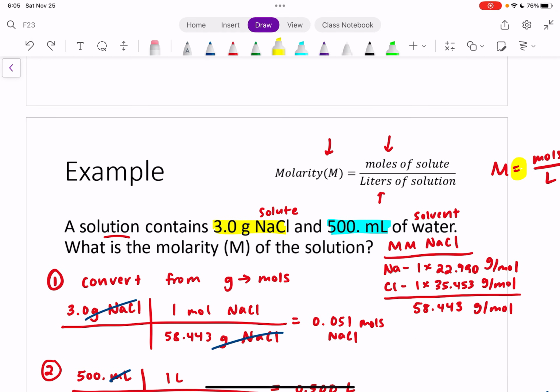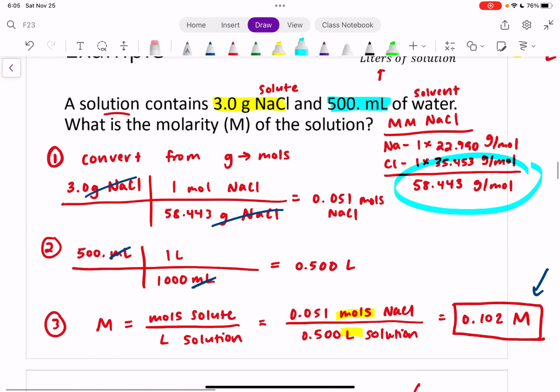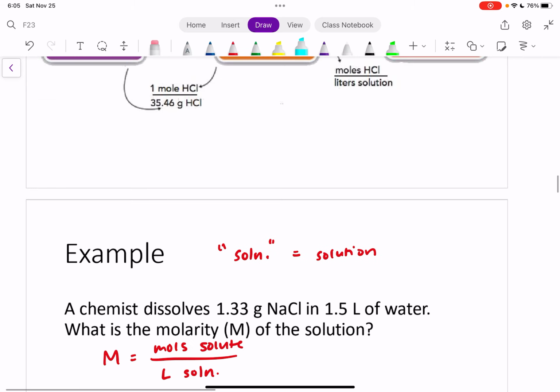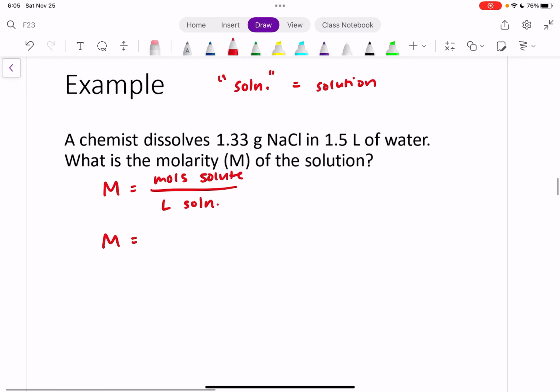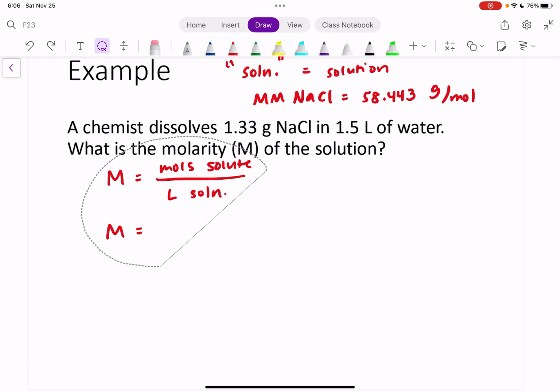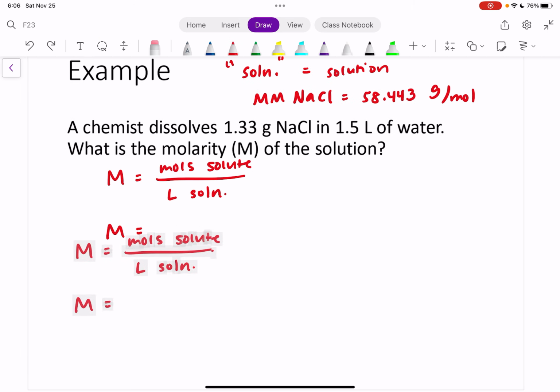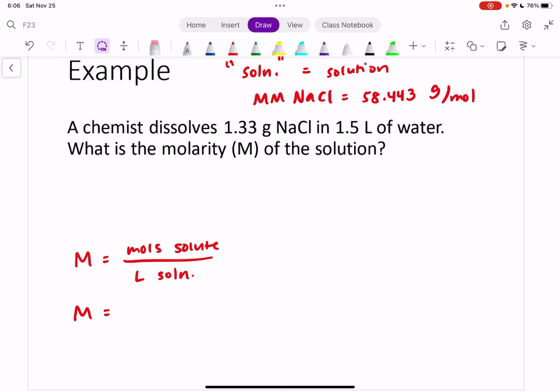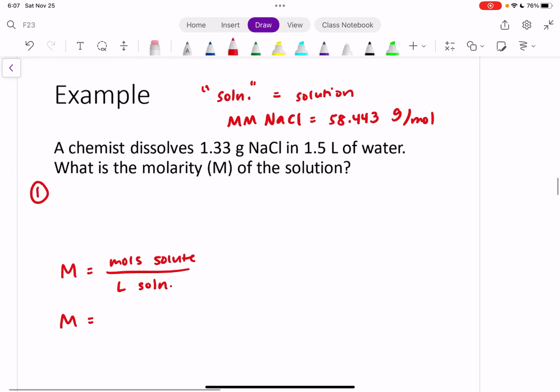So that was 58.443 grams per mole for NaCl. So I'm just going to write that over here. Molar mass, NaCl, equals 58.443 grams per mole. Let me just scoot this down, actually, because we're going to need a little space to convert to moles first. Okay, so step 1, convert grams to moles.